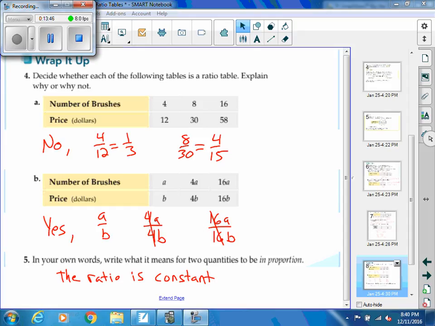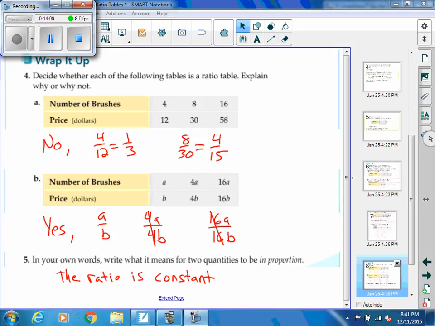If you look at B, that one is a yes, because what happens is, if I take A over B, and then I take 4A over 4B, well, the 4's cancel each other out, so you're left with A over B. It simplifies to the same thing. Same thing with the 16A over 16B. The 16's cancel each other out, and again, it simplifies to A over B.